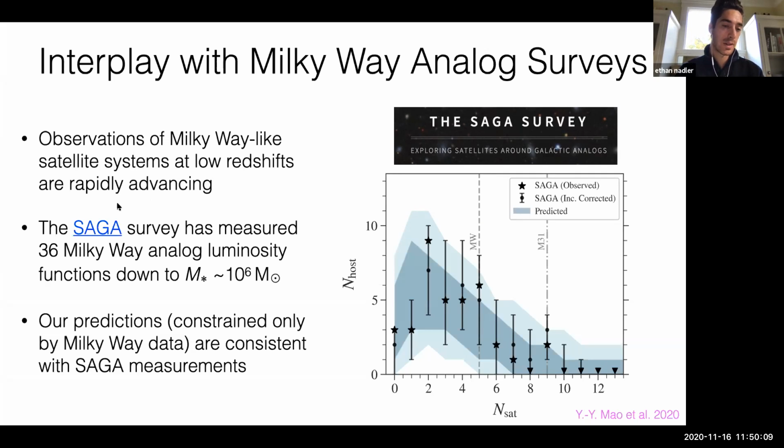One example of this is the SAGA survey, which has now measured the luminosity functions of 36 Milky Way-like systems down to a luminosity of roughly 10^6 solar luminosities, so not all the way to the ultra-faint regime, but still low enough to get roughly 5 to even 10 satellites per system. The remarkable thing is that our predictions, constrained only by the Milky Way satellite data, are consistent with the distribution of satellite luminosity functions measured by SAGA. And this data is going to continue to improve in precision. This should reach 100 Milky Way analog luminosity functions within the next year. So there's obviously a lot to do there.